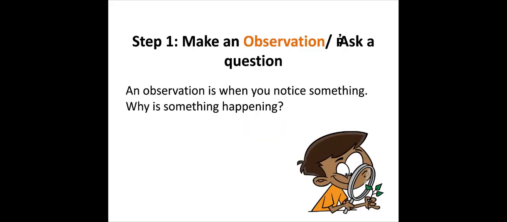Step 1, make an observation. Ask a question. An observation is when you notice something. Why is something happening? And a lot of times we're talking about what's happening in the natural world. So you'll notice something and then you'll ask a question.